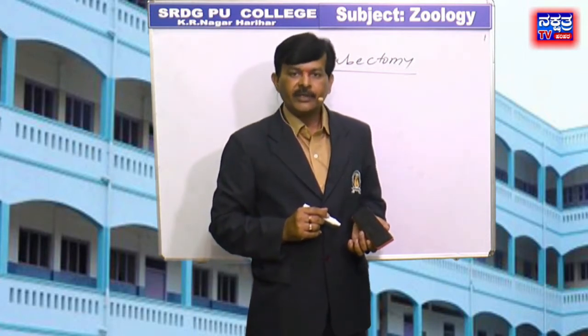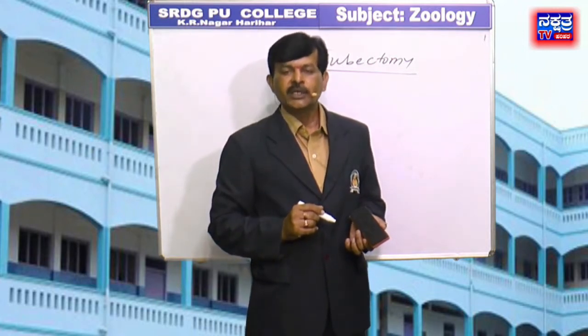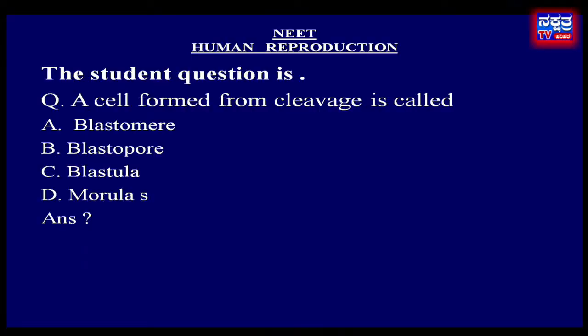At the end of every episode, we will ask a question to the students. The student question is, a cell formed from cleavage is called option A, blastomere, B, blastopore, C, blastula, D, morula.